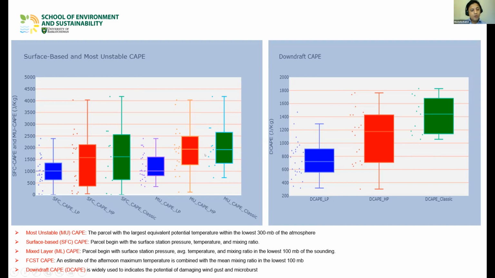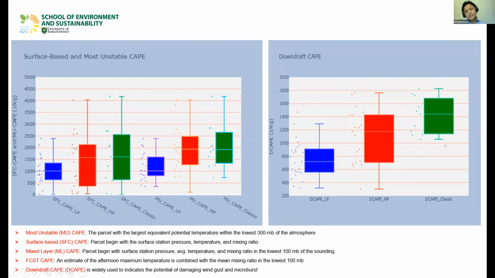You can see from this plot a comparison of the CAPE. There are two different types of CAPE, which are called surface-based CAPE and the most unstable CAPE. Here we can see LP supercell, HP supercell, and classic. The first three box and whisker plots compare the surface-based CAPE, and the right three compare the most unstable CAPE. As you can see from this figure, there is a clear difference between these three types of supercell. That means LP supercells require very low CAPE compared to HP, where classic supercells require the highest amount of CAPE. The same is true for most unstable CAPE.